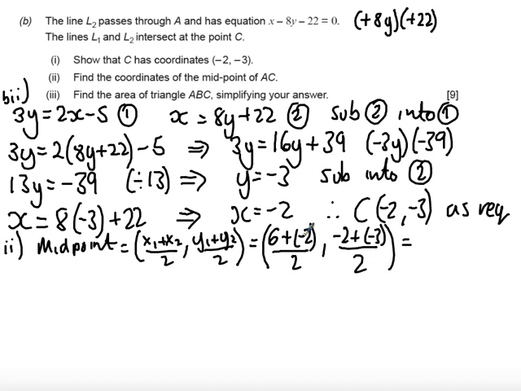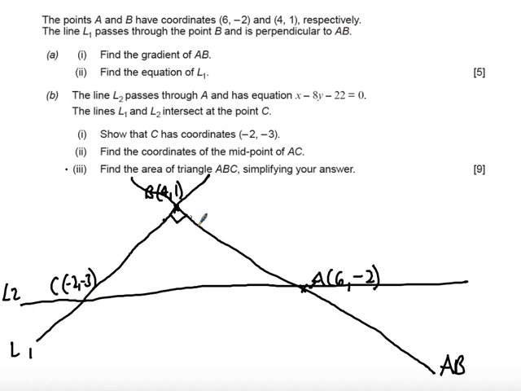Which when we tidy up, I get 4 over 2, which is 2. And then I get minus 5 over 2, which is minus 2.5. Part 3 says find the area of triangle ABC, simplifying your answer. So if we have a look at the diagram, you can see this is our triangle ABC. And so it's a right angle triangle. So if we do the sides AB multiplied by BC as our base and height, that's how we're going to find the area of the triangle.